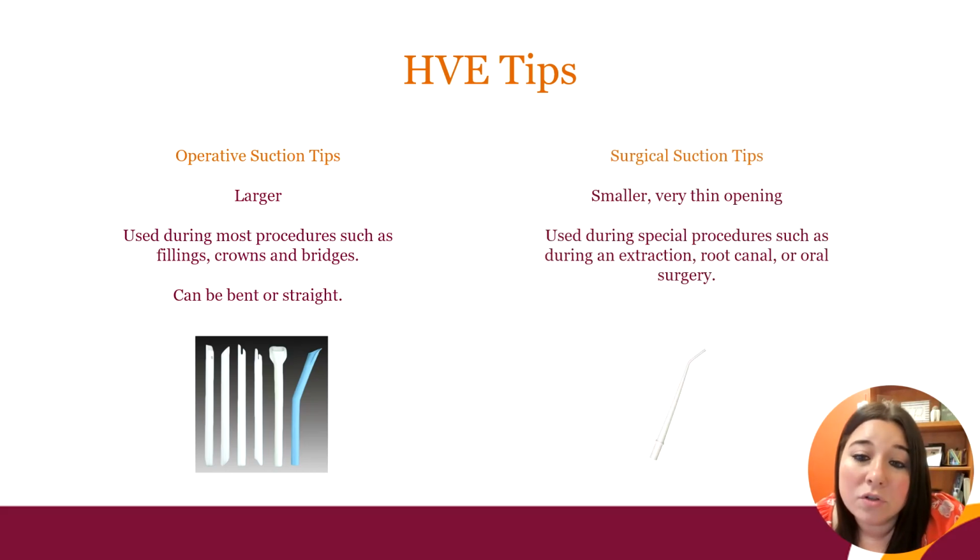And then we have surgical suction tips. They have a smaller, very thin opening, and they're used during special procedures such as extractions, root canals, or oral surgery. They're going to be less likely to suction up any blood clots that are forming that we need there in the socket during surgeries. So for most procedures, we're going to be seeing those bigger operative suction tips.